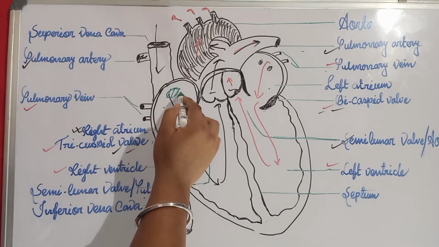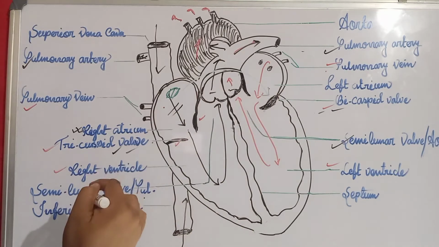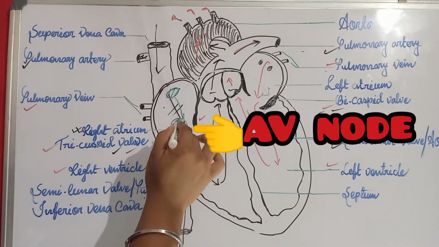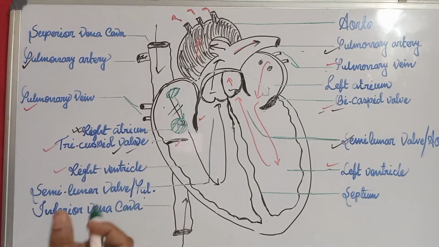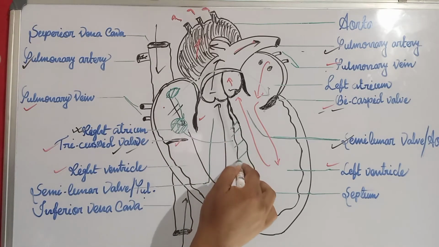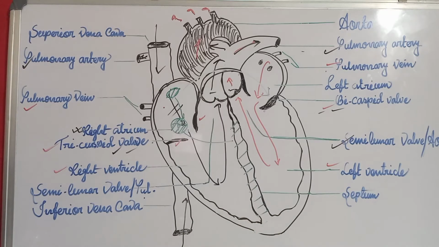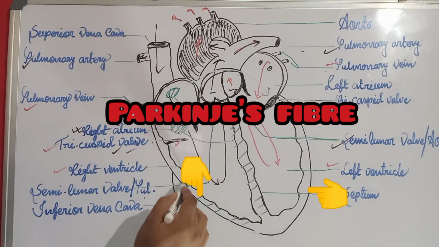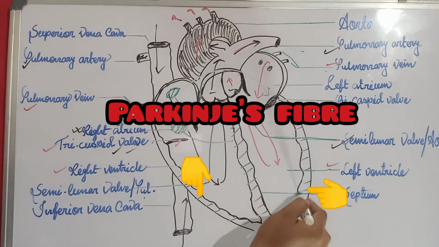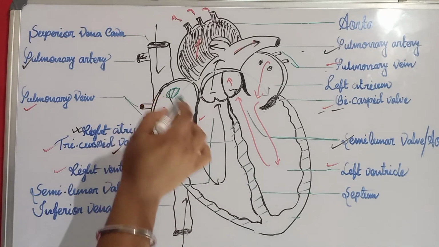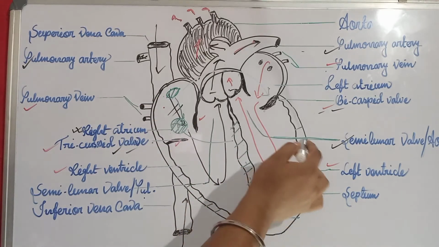Then the impulse is carried forward in this manner to this part also. Then this impulse is carried forward to the AV node, which is located over here, a bunch of cells or a cluster. This impulse is later forwarded to this part, where the bundle of His is located. Then the bundle of His carries this impulse to these sides, where the Purkinje fibers are located. Yes, it is Purkinje fibers. That means there are four nodes or locations, zones: the SA node, AV node, bundle of His and Purkinje fibers.